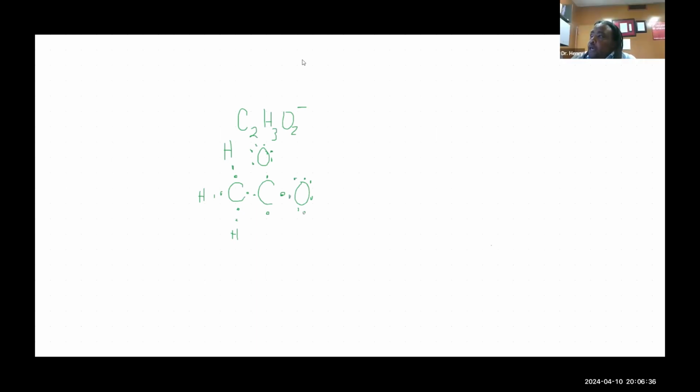Okay, so we need to draw the Lewis structure so that everybody has its octet filled. Right now we have, let's see, 2, 4, 6, 8 around this one. So I'm just going to go ahead and draw some lines there.